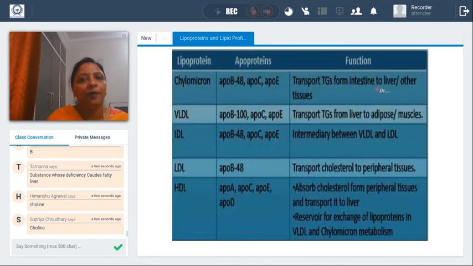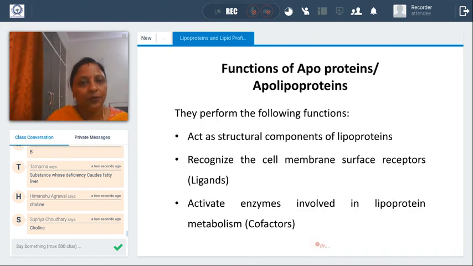So chylomicrons transport TG from intestine to liver, VLDL transports endogenous TG from liver to adipose tissue. This is dietary or exogenous. IDL is the intermediary between VLDL and LDL. LDL transports cholesterol to peripheral tissue, and HDL is involved in reverse cholesterol transport, or you can say it absorbs cholesterol from peripheral tissue and transports it to liver. These are apolipoproteins. Functions of apolipoproteins are structural component of lipoprotein, and they act as ligands and cofactors.